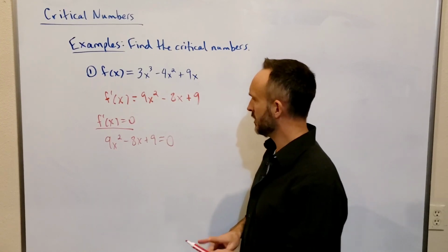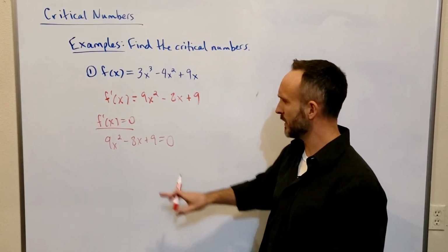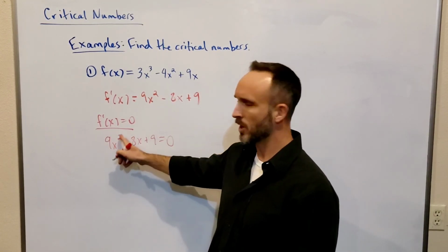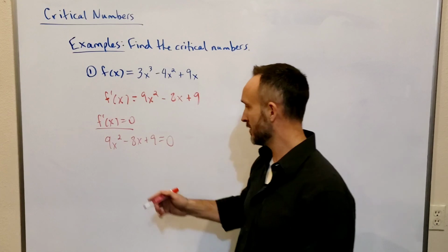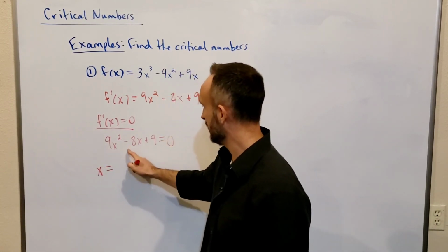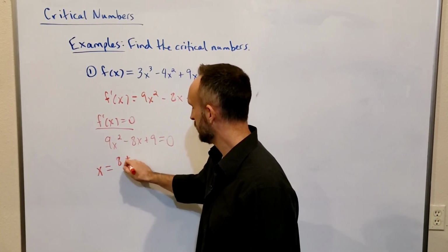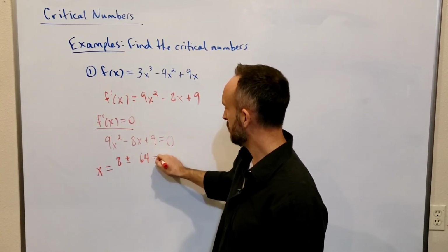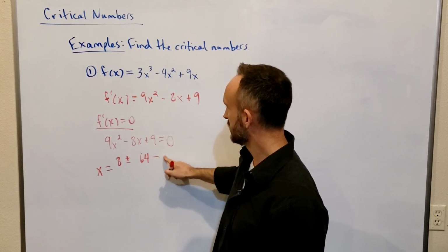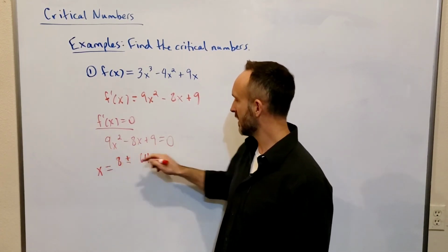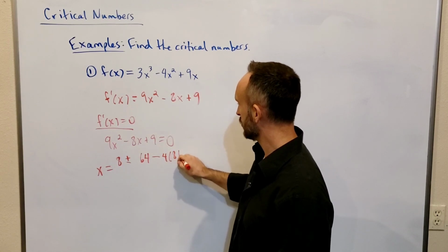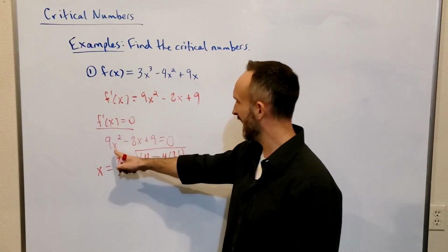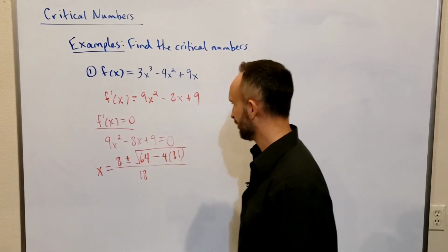And so you might try factoring or something, but I think the quickest way to do this is going to be with the quadratic formula, because this is a quadratic, or degree 2, equation. So x equals negative b, so that's positive 8, plus or minus the square root of b squared, that's 64, minus 4 times a times c. A times c is 81, so 4 times 81. All of that over 2 times a, which is 18, okay?